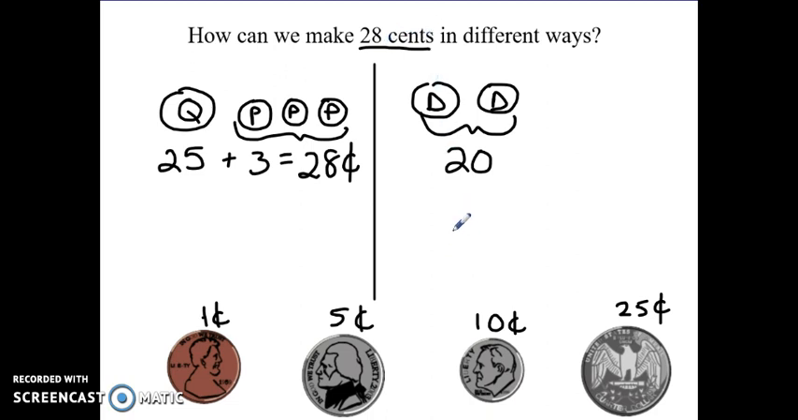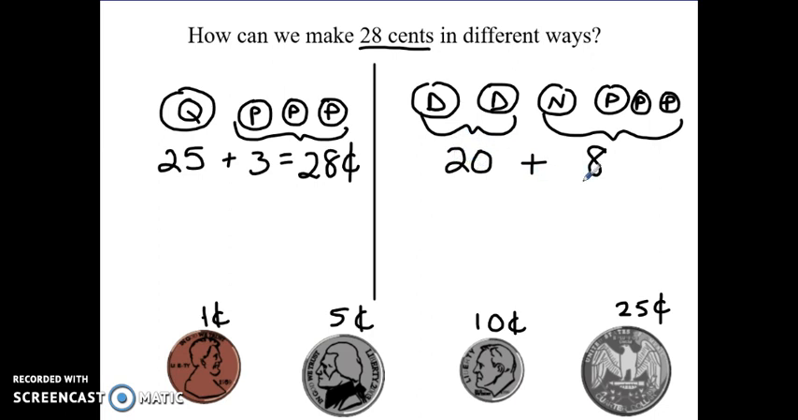So one way to make 8 would be using 5 and 3 ones. So if I did that, I would add a nickel and then 3 pennies. So together, the nickel and the 3 pennies would give me 8. The 20 plus the 8 would give me 28 cents. So there are 2 ways to make 28 cents. There are other ways as well. I'm just showing you 2.